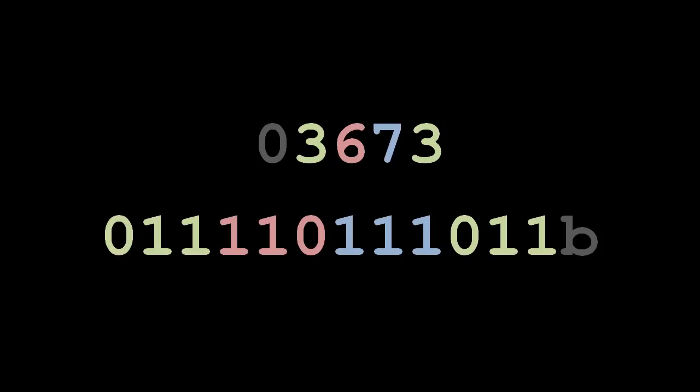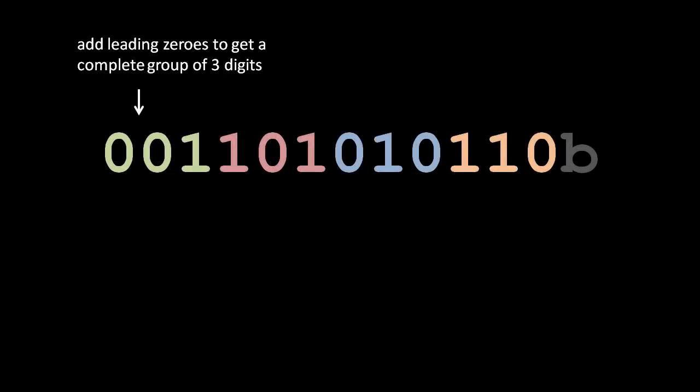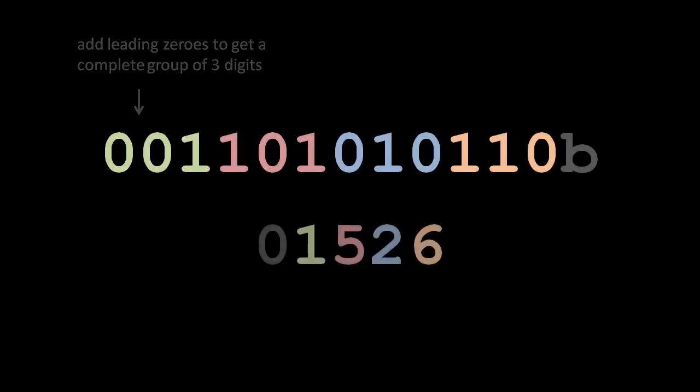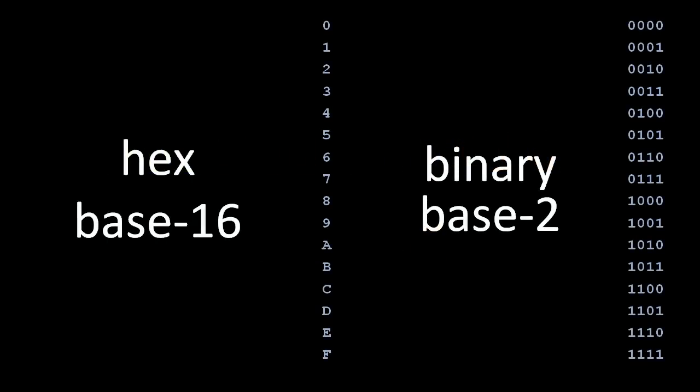And I can just as easily go the other way. If I have binary 1101, 010, 110, I first group the digits into threes, starting from the right, adding leading zeros if necessary to get complete groups of threes, and then I simply translate each group of three binary digits into the corresponding octal digit. The same idea works with conversions between hex and binary. The only difference is that each hex digit corresponds to four binary digits, not three.